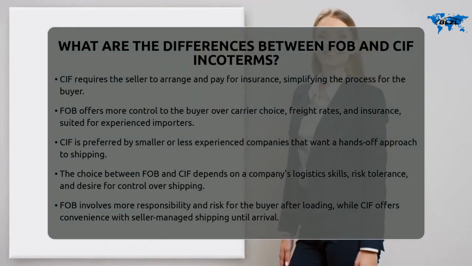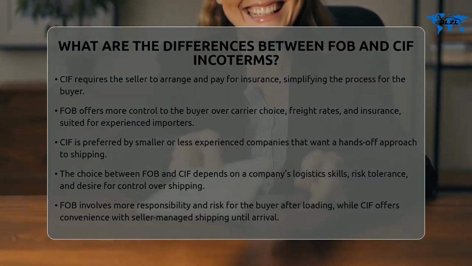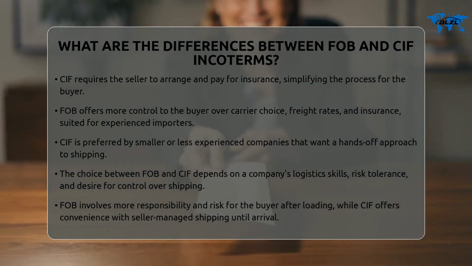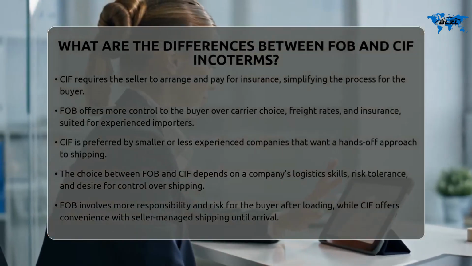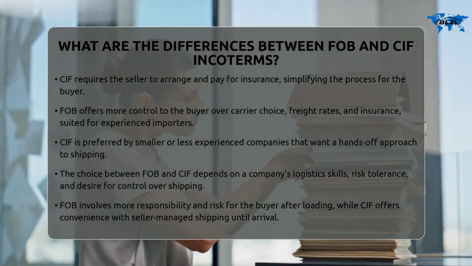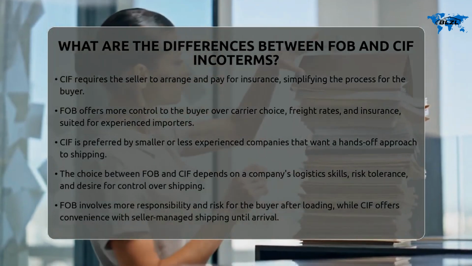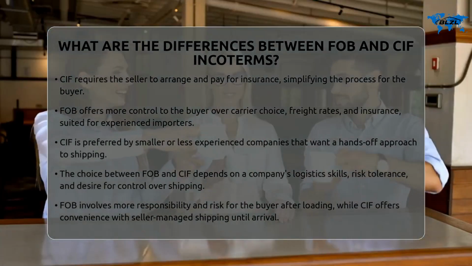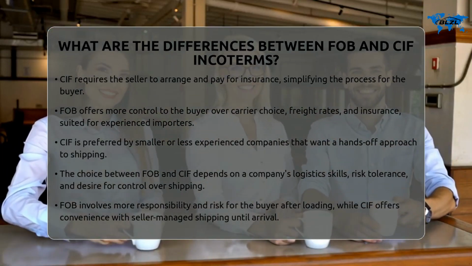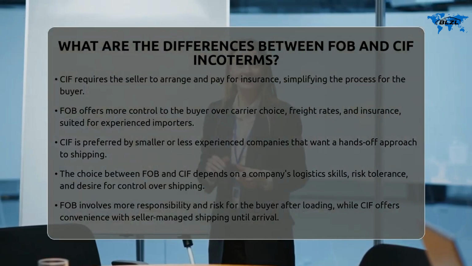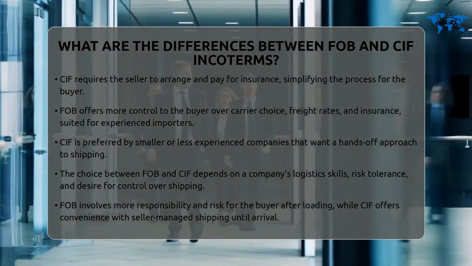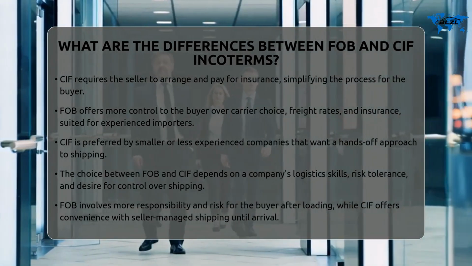To sum it up, the main difference is who pays for and manages the main carriage and insurance. FOB places these responsibilities on the buyer after the goods are loaded onto the ship, giving more control but more risk. CIF puts these responsibilities on the seller until the goods arrive at the destination port, offering convenience but less control. Picking between them depends on your company's logistics skills, risk appetite, and how much control you want over the shipping process.